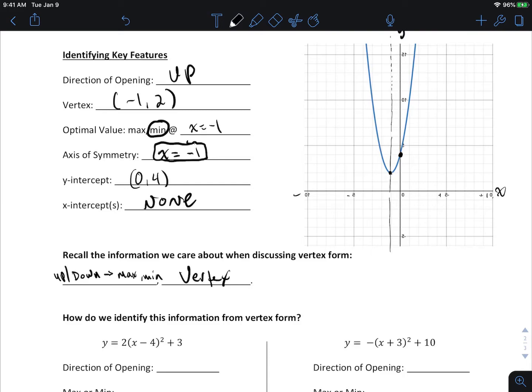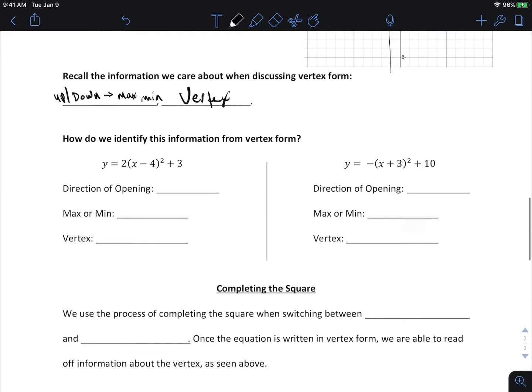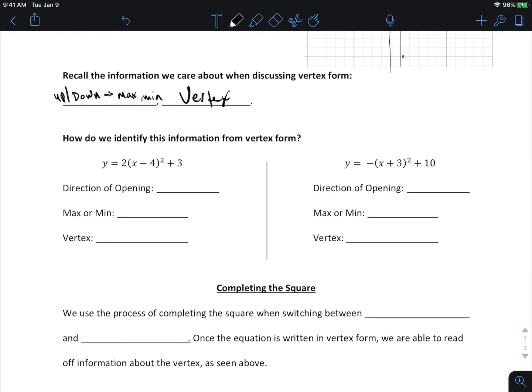Okay, so let's look at the first one. Direction of opening, up or down for the first one? Up, because the a value is positive, right? So it's going to open up, and then as a result, is there a maximum or minimum? Minimum, right? Because if it's opening up, I have a low point, so there's a minimum, right?